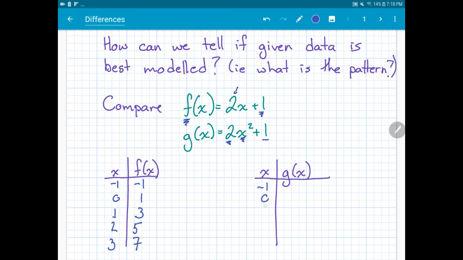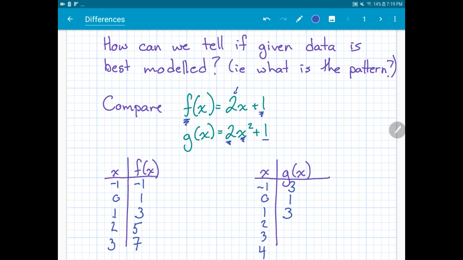We'll use minus 1, 0, 1, 2, 3. We'll throw in 4 as well on this one. And we're going to get minus 1 squared is 1. 1 times 2 is 2. And 2 plus 1 is 3. Here I'm going to put in 0. 0 squared is 0. And 0 times 2 is 0 still. Plus 1 is 1. 1 squared is 1. 1 times 2 is 2. And 2 plus 1 is 3.